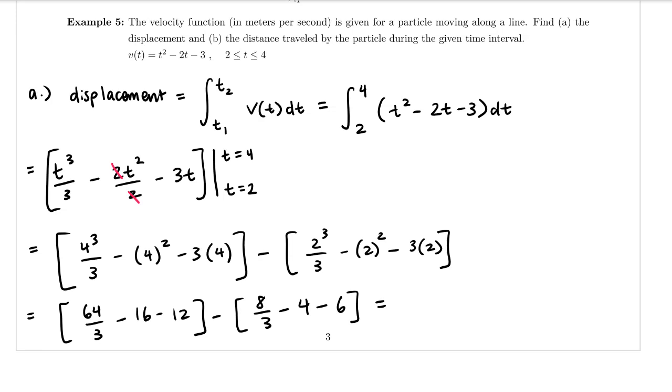All right, I went ahead and plugged in t equals 2 and t equals 4, and this is what I got. And our final answer is 2/3 when we simplify this expression. And our units for this is that our displacement is 2/3 meters. So that is our final answer for part A.